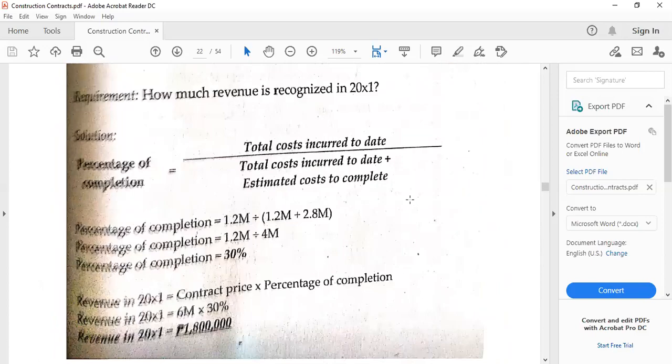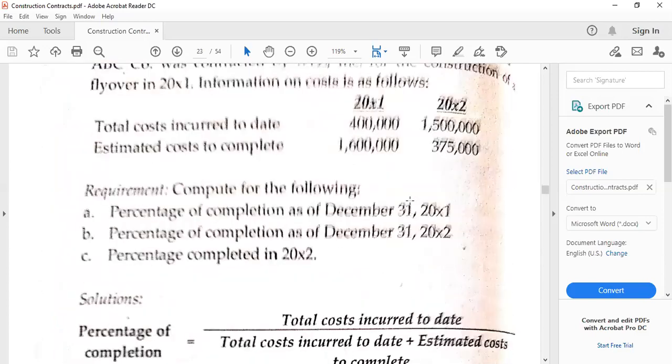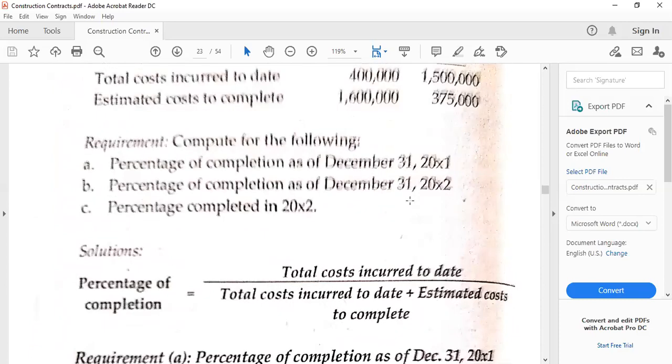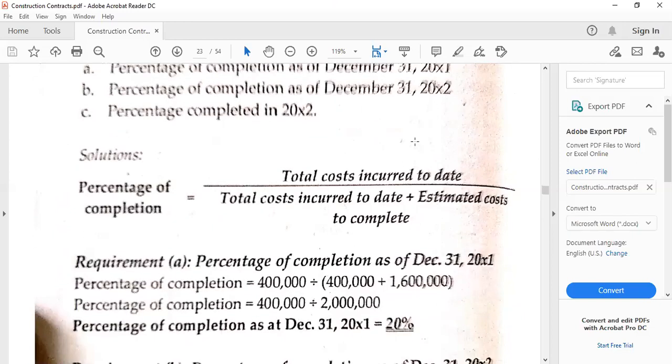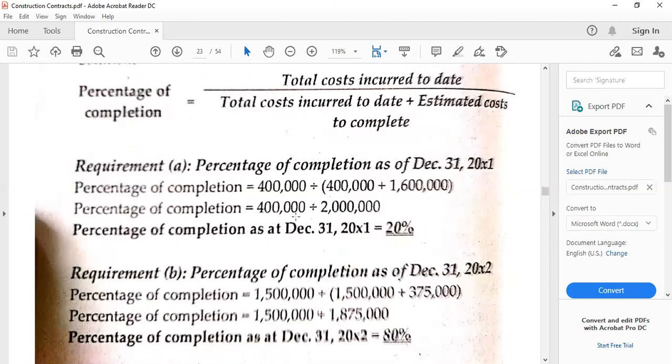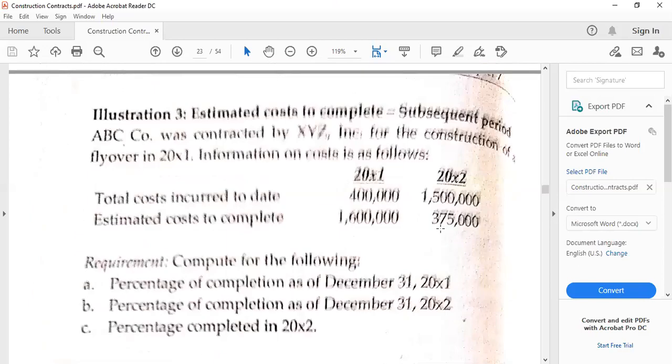Anyhow, let's proceed. We have here for requirement A, that would be 400,000. And then this is estimated cost to complete. So we add 2, that's 2 million. So 400,000 divided by 2 million, that's 20%. That's for A. For letter B, we have here to date.